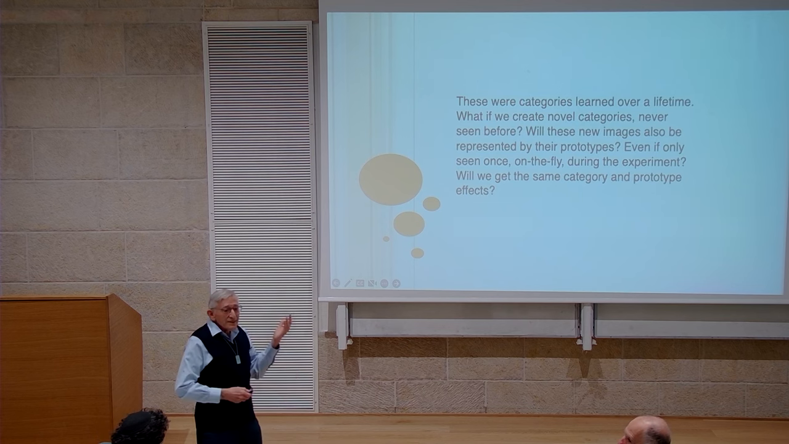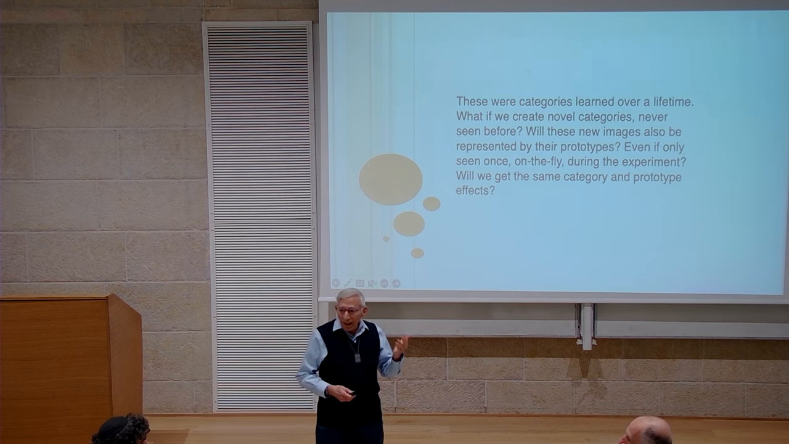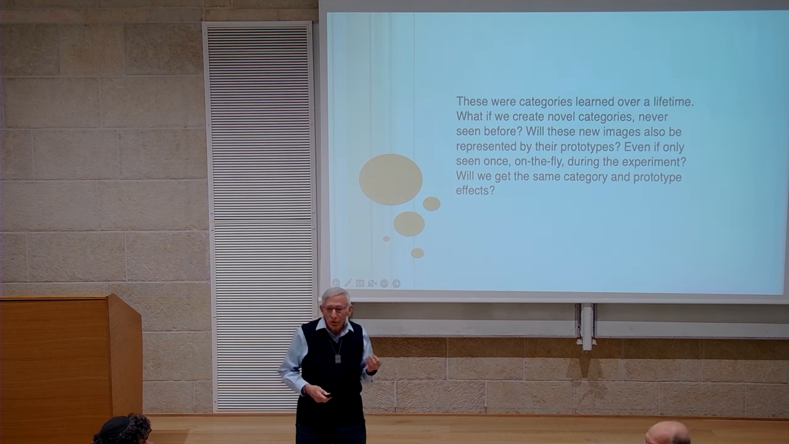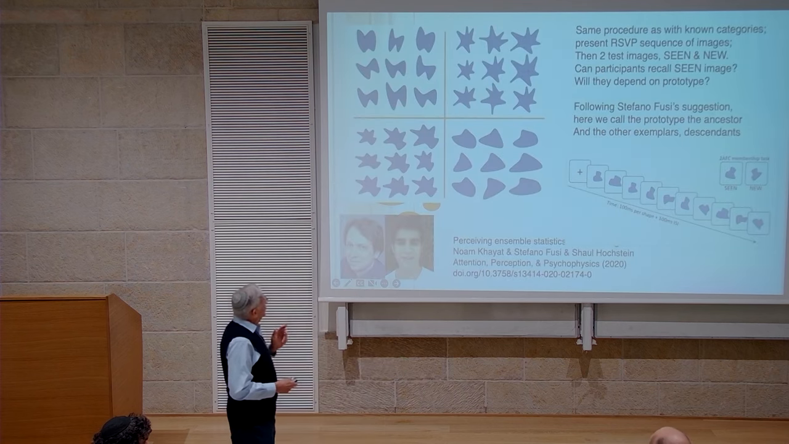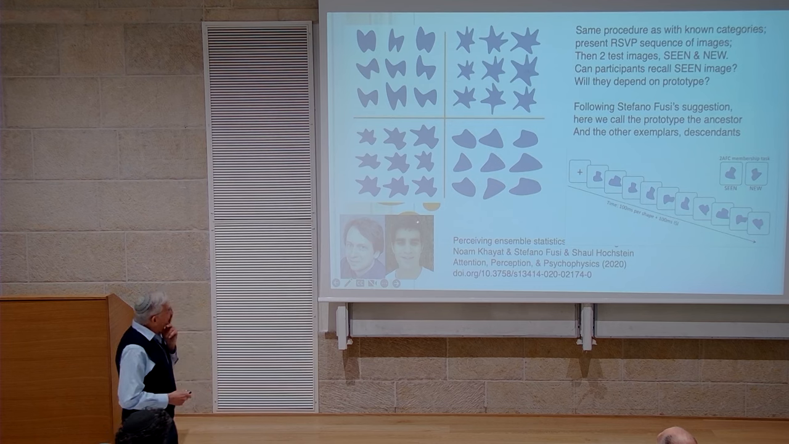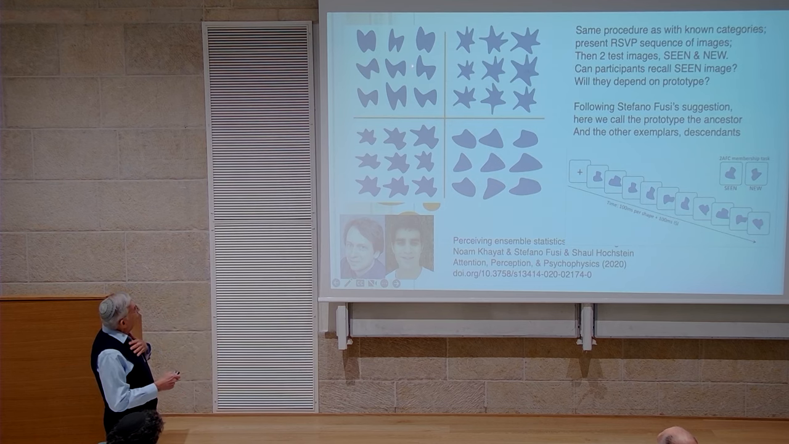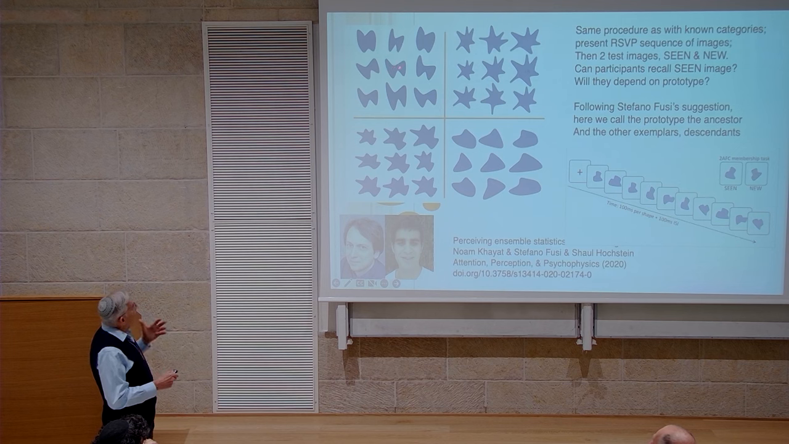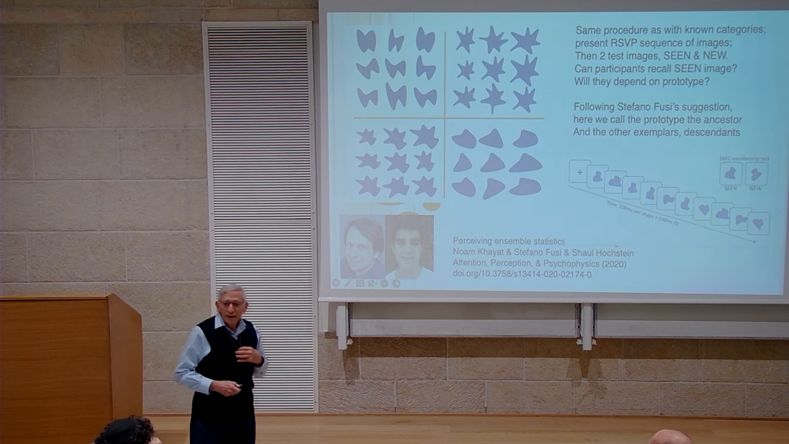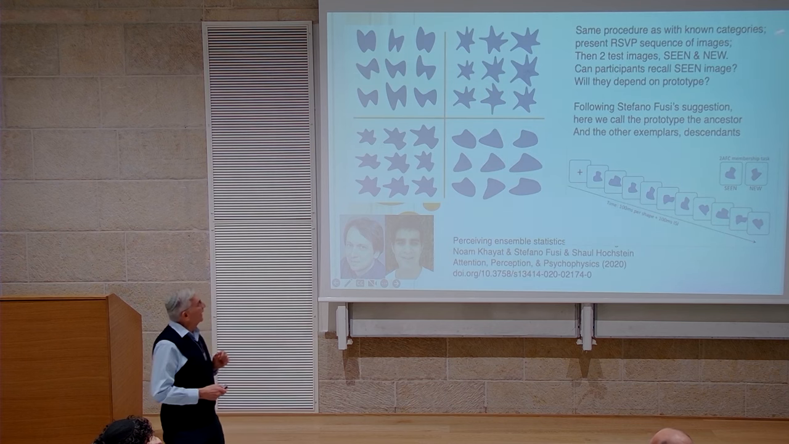Okay. So since these were categories which we know from a lifetime, what about new categories? Can we teach them new categories? And will they do the same thing, so that they'll know what the center is? Okay. So using this idea of Stefano, what Noam did was say, well, let's take this shape, and that will be the ancestor. And then we'll change the shape by making it wider or narrower or tilting it a bit. Okay, so each one of these is an example of an ancestor and eight different descendants from the ancestor.